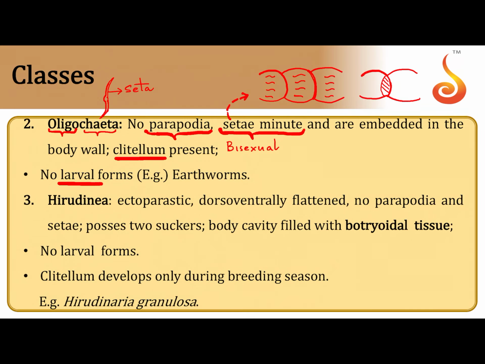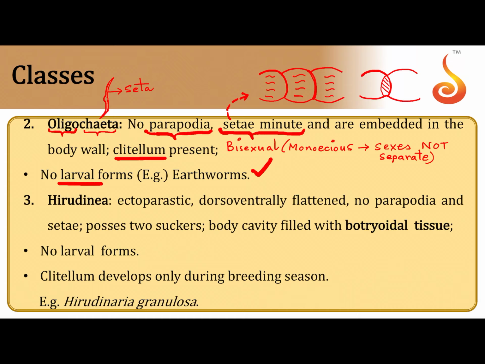When I say bisexual, the word I must use to describe their sexuality is monoecious forms. Monoecious means sexes are not separate. The same organism has both male and female reproductive structures. Their development is direct. Fertilization is external. The best example is earthworms.